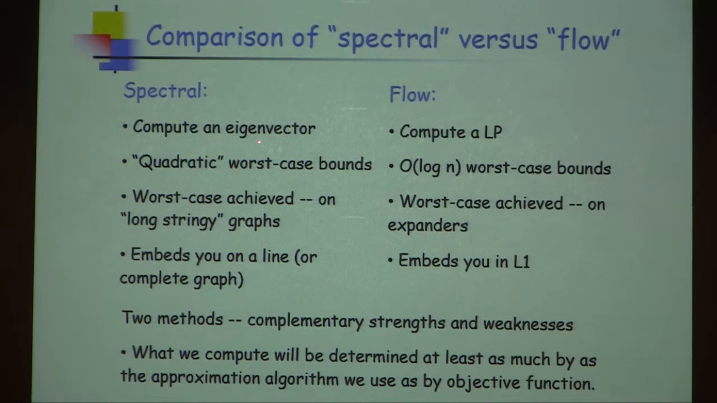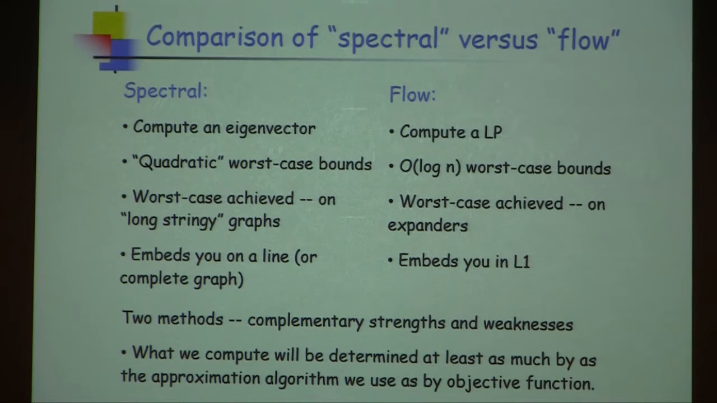So spectral computes an eigenvector. You get quadratic worst-case bounds. So if you're familiar with Cheeger's guarantee, you can ask, is that quadratic an artifact of the analysis or is that real? In the sense that, are there graphs that are that bad? And the answer is that is real. There are graphs that are that bad. Basically the Guattery-Miller type graphs that have long stringy pieces.